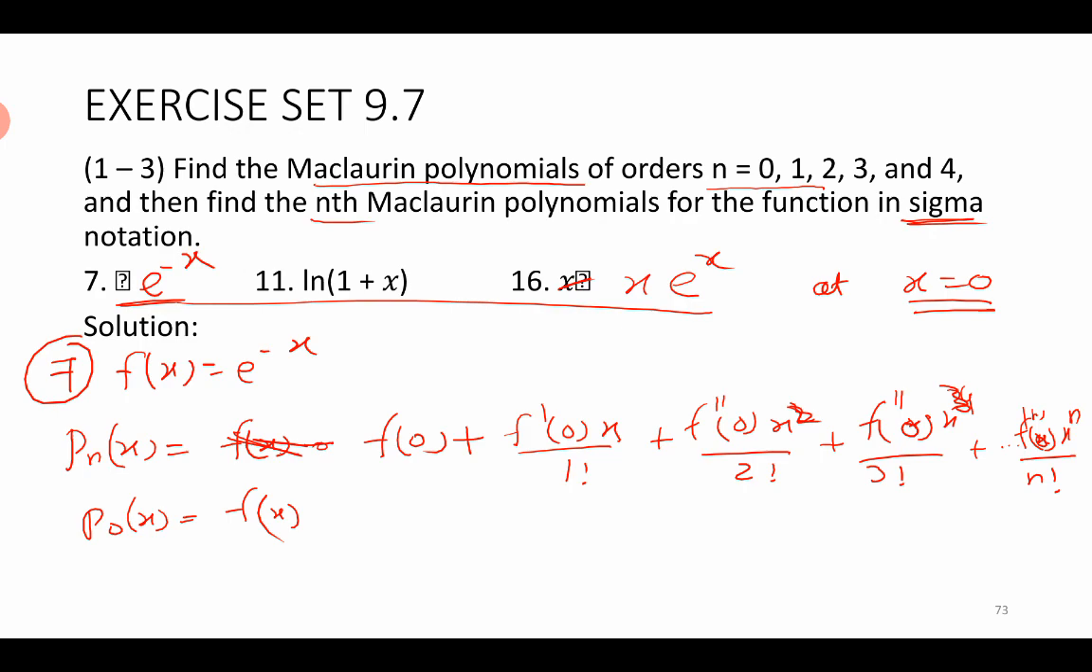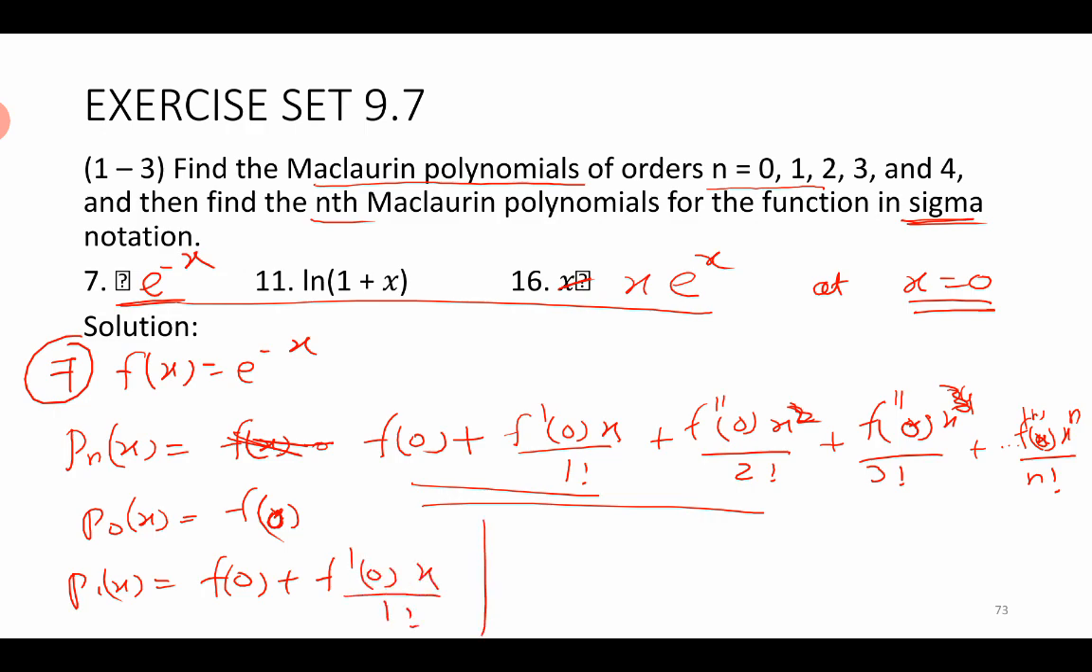And what is p1 of x? p1 of x is the first two terms. p2 of x will be the first three terms. In this way we are going to find up to fourth order, right? Is it clear? So p1 of x is f of 0 plus f dash of 0 into x over 1 factorial. So we have to find the derivatives first.